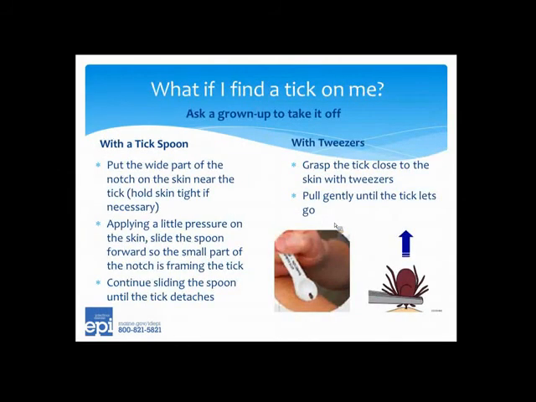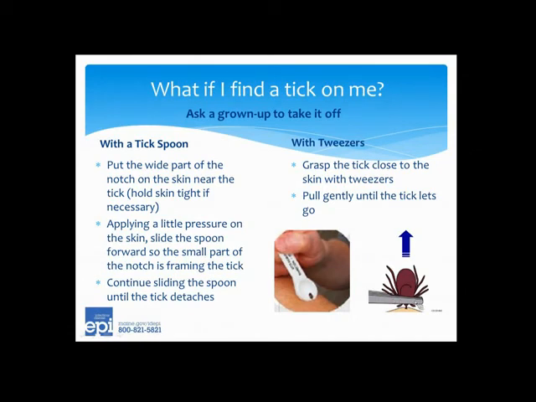What do I do if I find a tick on me? First off, we want you to have a grown-up take it off for you. There's 2 ways that we recommend taking off ticks. One is with a tick spoon, and these are little spoons that have a notch. You can see the notch is right here, and you line that notch up with a tick. You apply a little pressure, and you continue sliding it until the tick detaches. The other way is with tweezers, and with tweezers you grasp the tick as close to your skin as possible, and you pull up gently until the tick lets go.